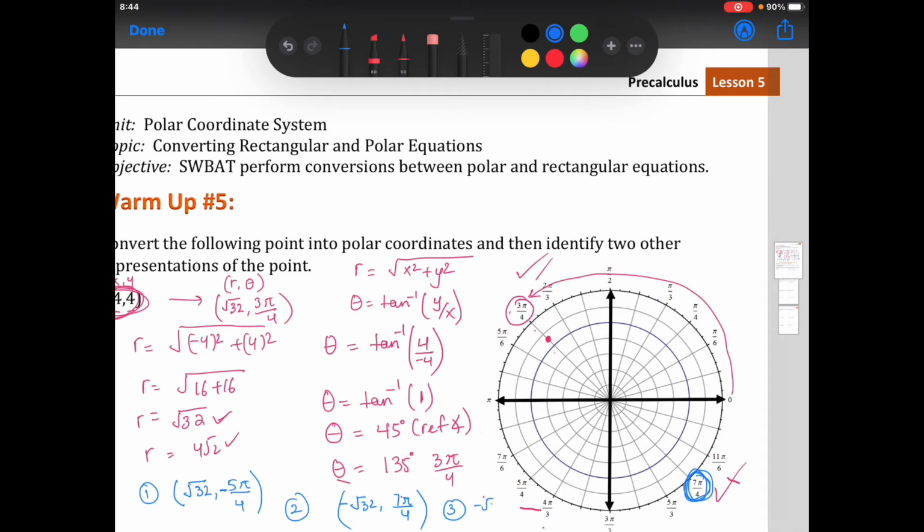If I go in the clockwise direction for 7π/4, it'll be just negative π/4, right? We just added 180 degrees to these numbers. So those were the other two. I gave you 3 representations.